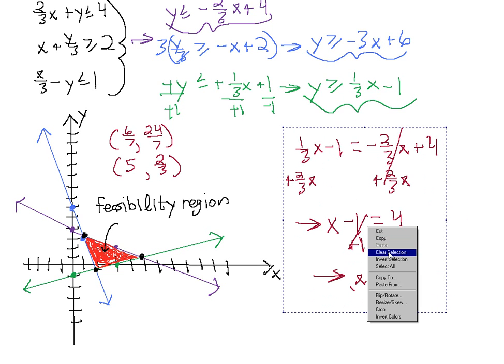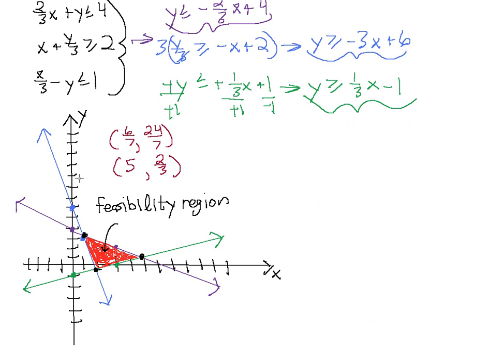Let's erase this right here. Okay, so the third point's right here, and this is found by setting the equations, the blue equation and the green equation, equal to each other. So we have -3x + 6 is equal to 1/3 times x - 1. Let's go ahead and solve this for x.